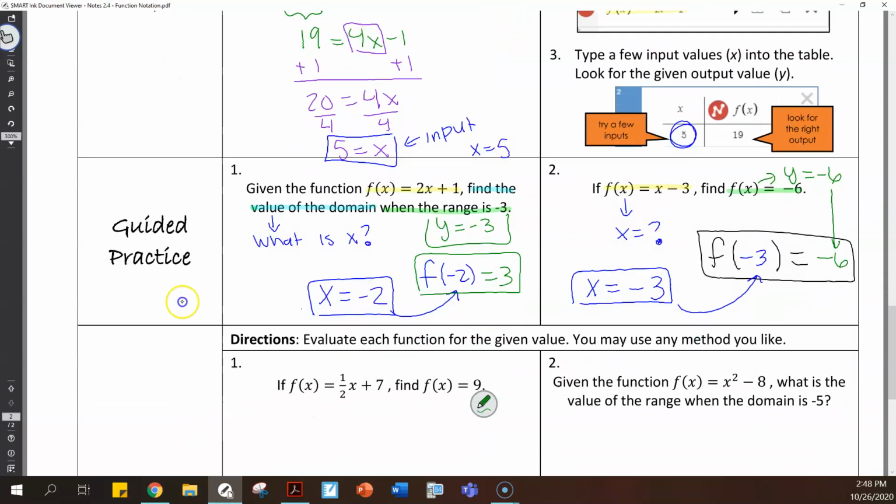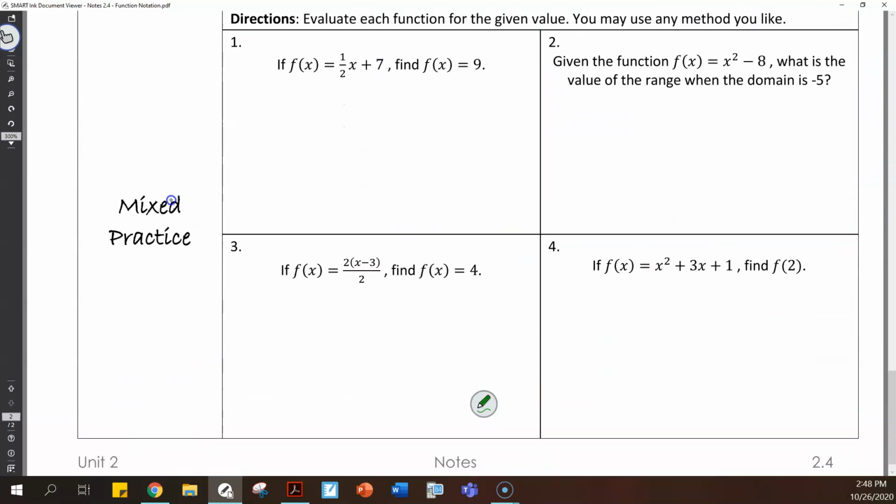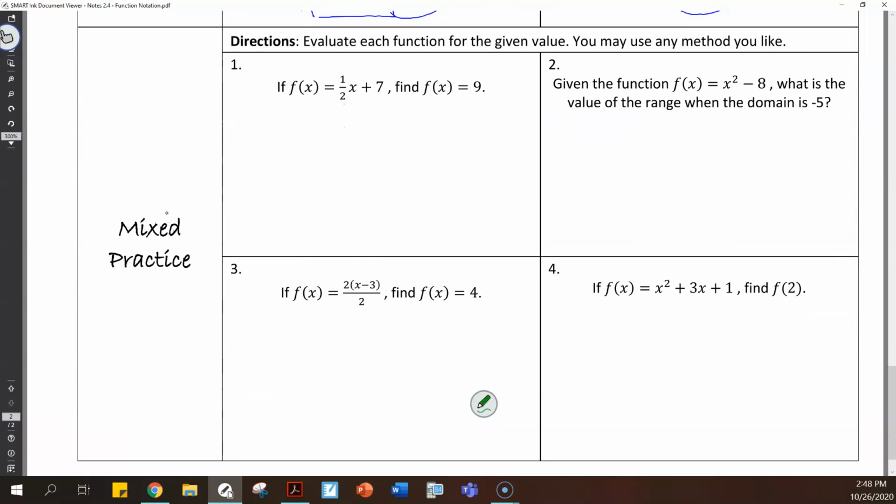Okay. What I want you to do now is try these 4. Remember that in some of them, they give you the input value, and in others, they give you the output value. So take a look. You can try them by hand. You can try them in Desmos, but I want you to give each of these a try and pause your video, try these, and come back and check your answers with me when you're done.